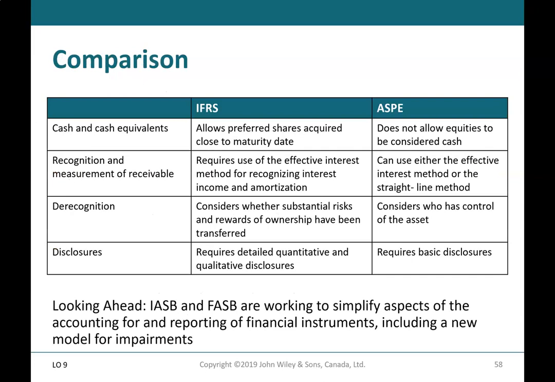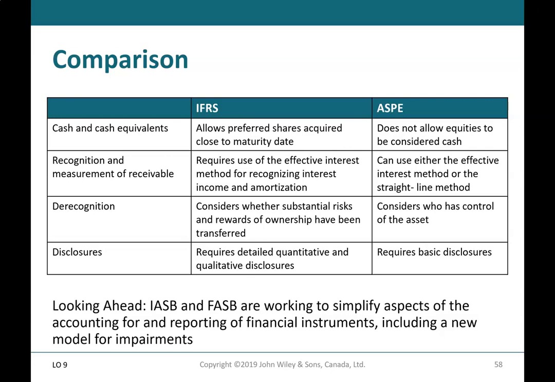Comparison. Under IFRS, cash and cash equivalents allow preferred shares acquired close to maturity date. ASPE does not allow equities to be considered cash. Recognition and measurement of receivables: IFRS requires use of the effective interest rate method for recognizing interest income and amortization. Under ASPE, you can use either the effective interest method or the straight-line method. Derecognition under IFRS considers whether substantial risks and rewards of ownership have been transferred. Under ASPE, it considers who has control of the asset.